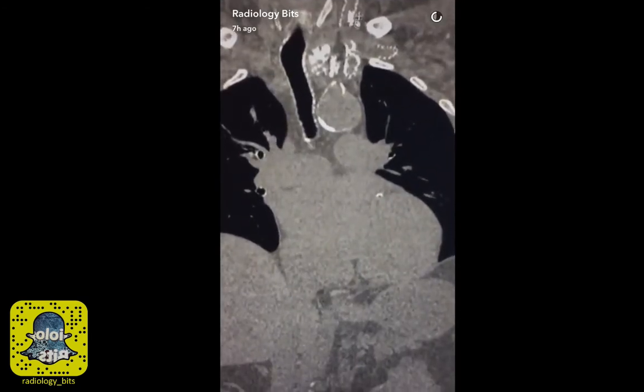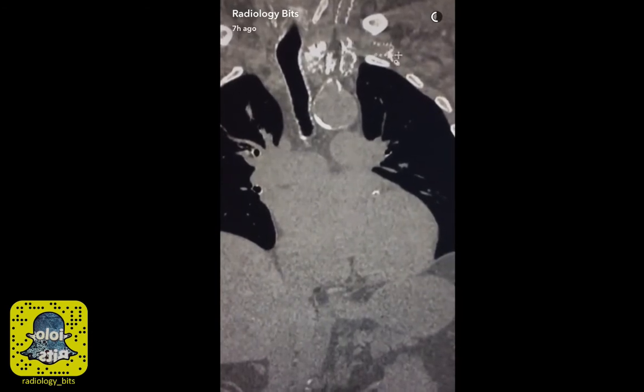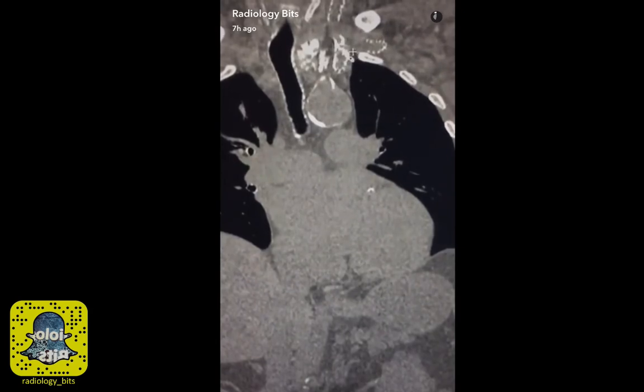This is a stent in the left internal jugular vein, this is a stent in the left subclavian vein, and this is another one in the internal jugular vein. However, this portion of the stent here looks collapsed and potentially fractured.